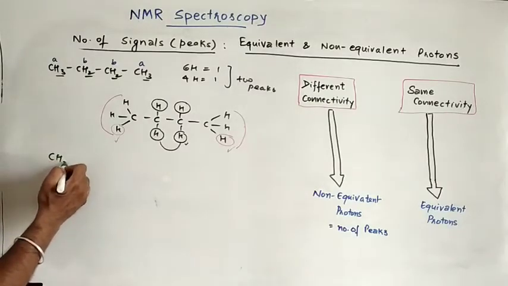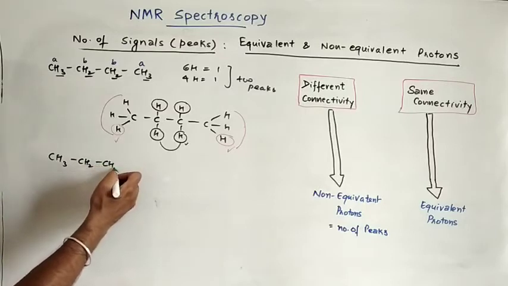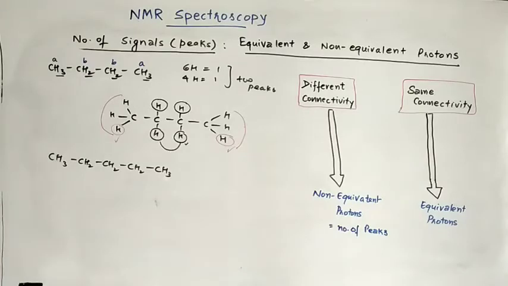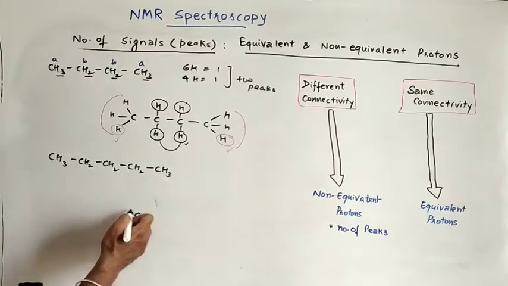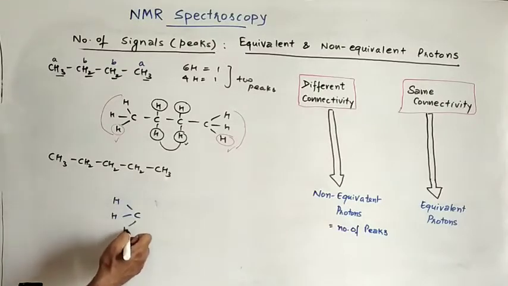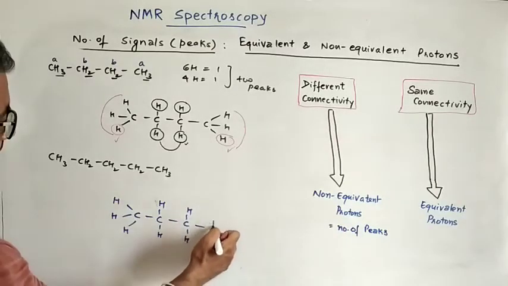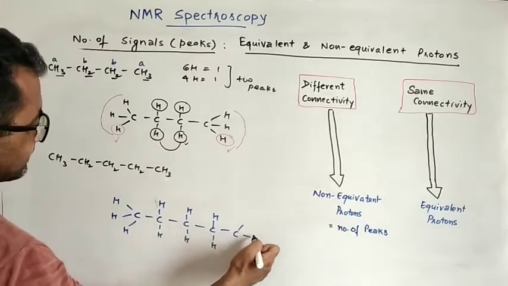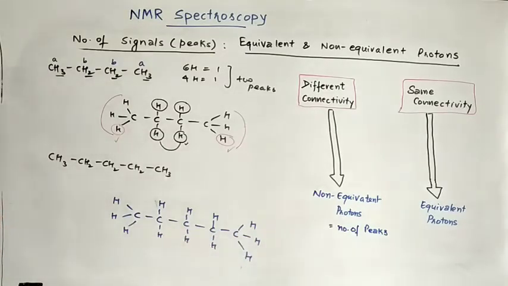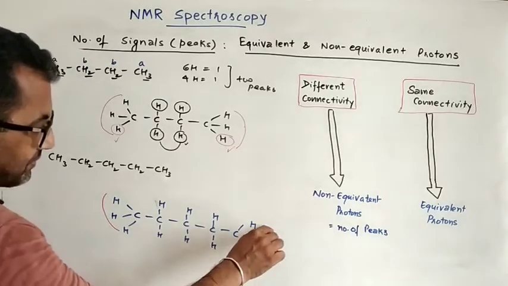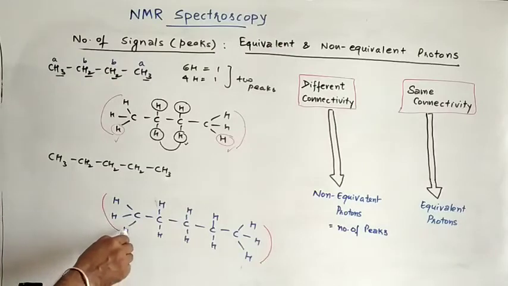Okay, next example. CH3, CH2, CH2, CH2, CH3, pentane. Now see this structure. If we compare the connectivity, first open up the structure to better understand the concept. Do it carefully and slowly, by understanding each and everything. These three protons are equivalent. Compare with one another. These three protons are also equivalent. And now if we compare this proton with this proton, they are also equivalent.